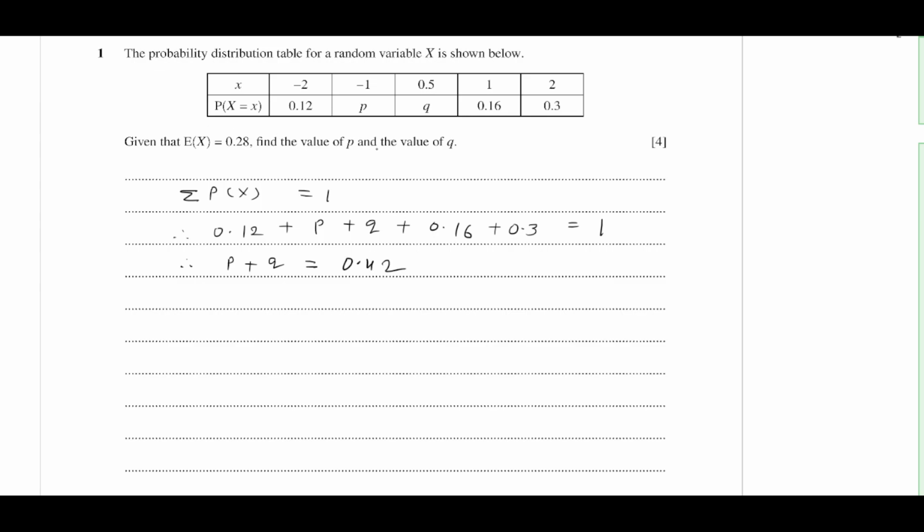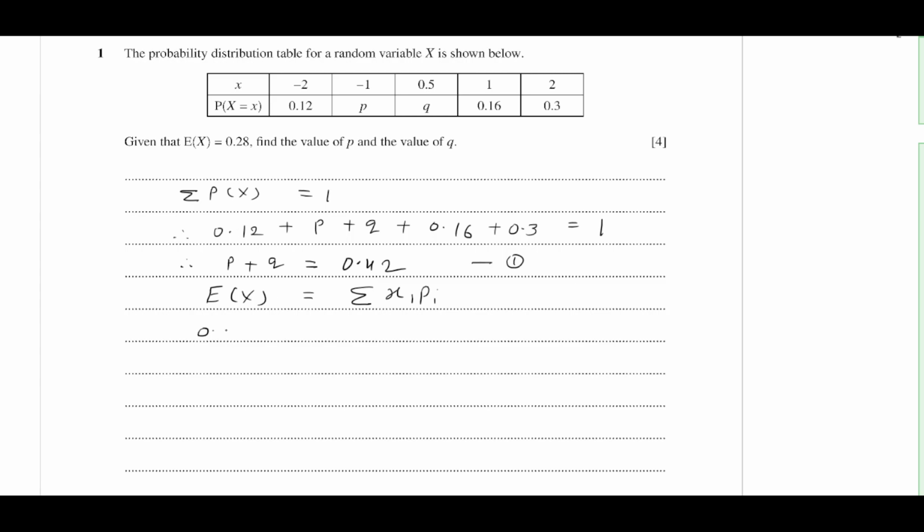Now we have to find p and q. So this is one equation. For another equation we have expectation of x. What is the expectation of x? The expectation of x is nothing but the summation of x_i p_i. So expectation is given 0.28.